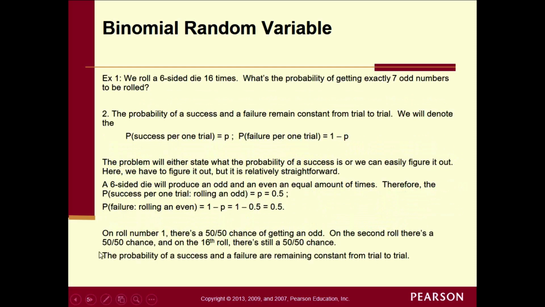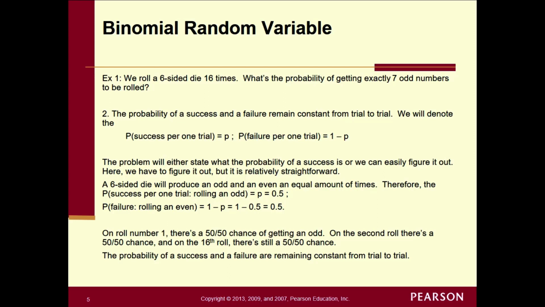All right, 2, the probability of a success and a failure remain constant from trial to trial. And we're going to denote this as lowercase p and 1 minus p. So the problem will either state outright, hey, this is the probability of a success. A lot of times it'll do that, but sometimes we actually have to calculate it ourselves. And if we have to calculate it ourselves, usually it's fairly simple and straightforward. In our problem right now, that's the case.